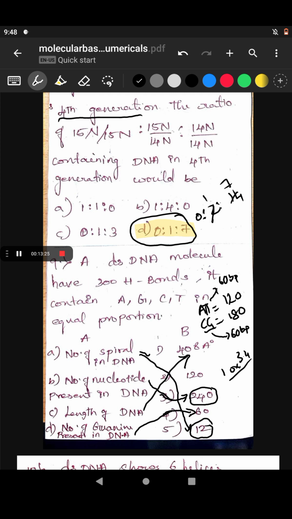The next one is the length of DNA. There are 12 spirals, so you multiply 12 into 3.4 and get 408 angstrom. Then, the number of guanines present in DNA. Already I told you there are 60 base pairs of adenine and thymine and 60 of cytosine and guanine, so obviously the number of guanines present will be 60. This is how you have to find the answers for them all.